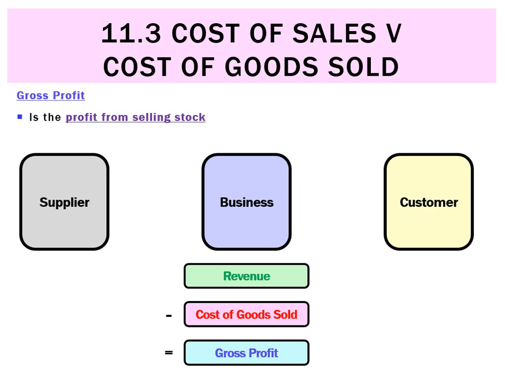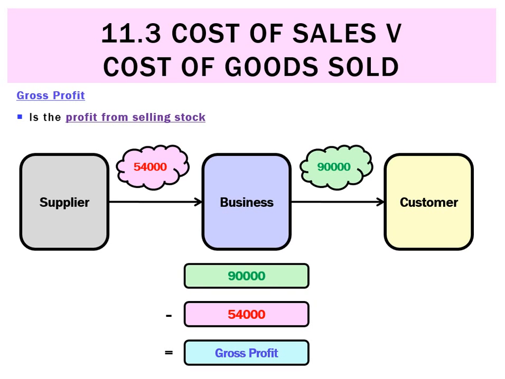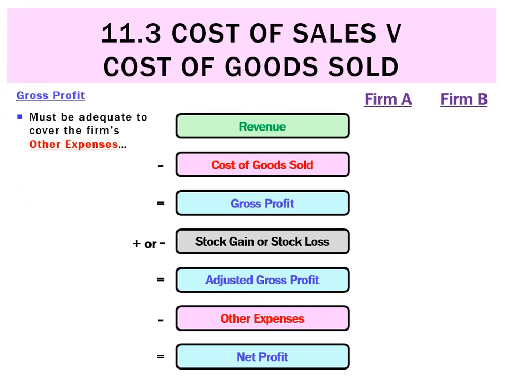Gross profit then, we looked at that in the format of the income statement. That's simply the profit from selling stock. So in this case, let's say we bought goods that cost $54,000. That was our total cost of goods sold. Well, we're going to try and hopefully sell them to customers at more than $54,000. So let's say in this case we sold them for $90,000. So stock that cost us $54,000 was sold for $90,000. That gives us what's called a gross profit of $36,000, and that's just our profit from selling stock. It's not our final profit though, because we still have a lot of other expenses, things that are incurred in running the business, such as the rent and the wages and so on. Gross profit must be adequate to cover the firm's other expenses.